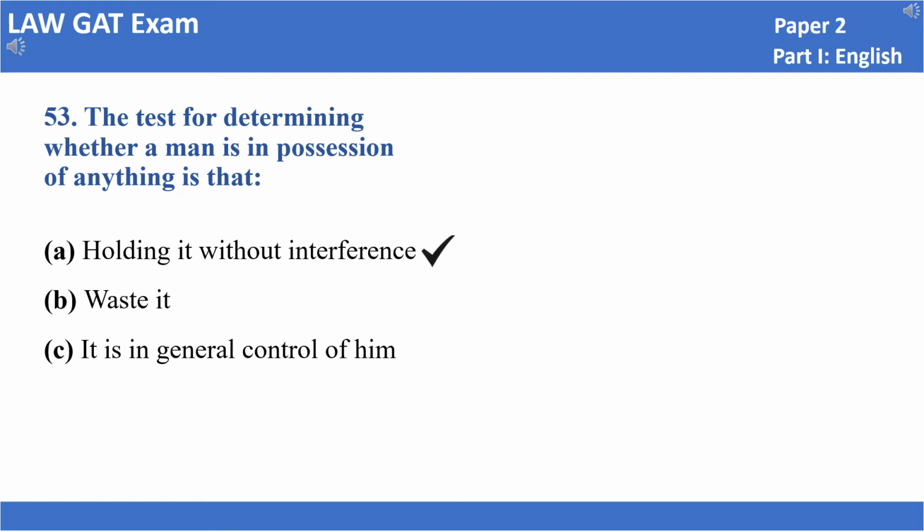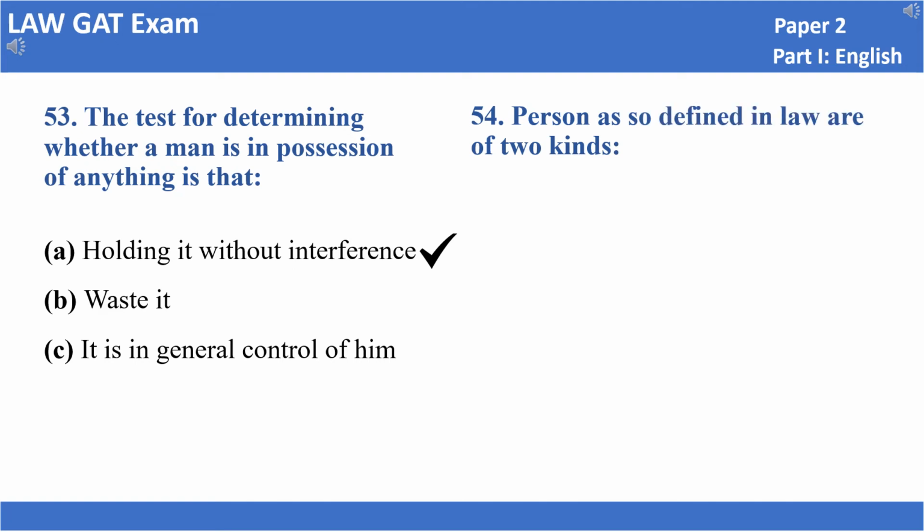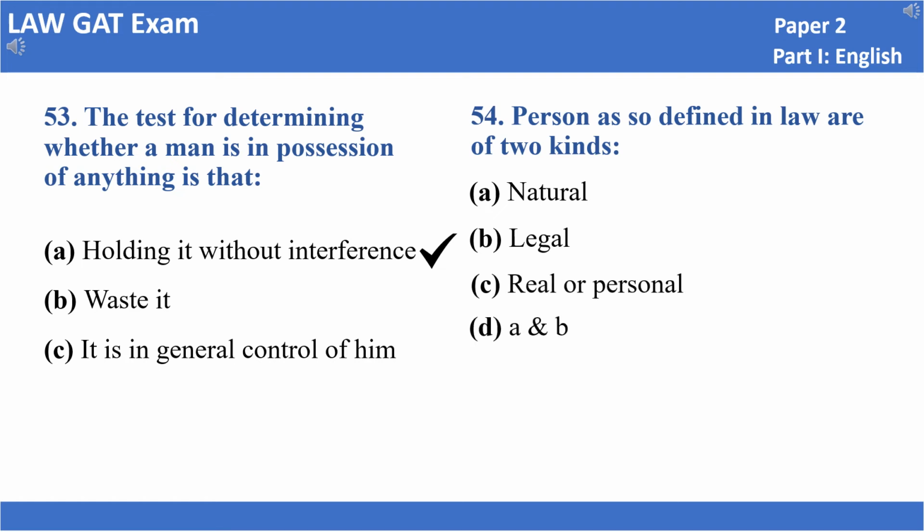The correct answer is option A, holding it without interference. Persons as defined in law are of two kinds. Is it option A, natural, option B, legal, option C, real or personal, or is it option D, both A and B? The correct answer is option D, both A and B.